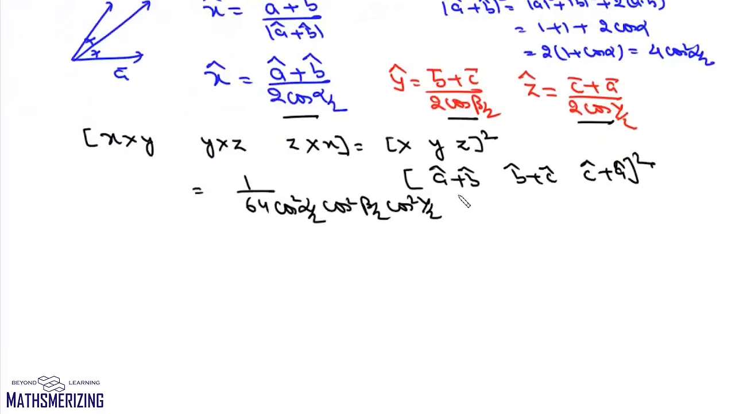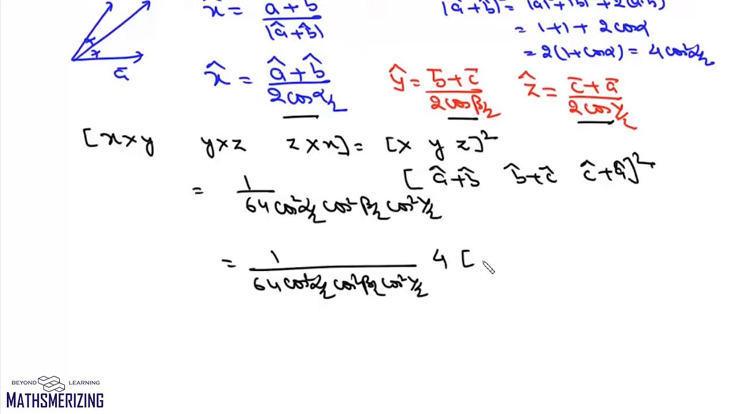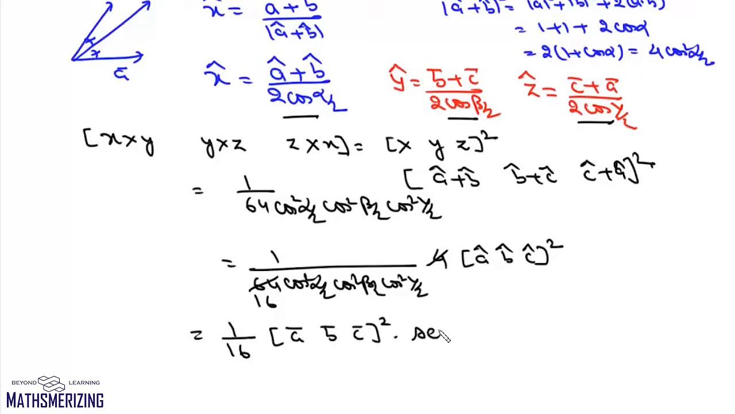Now we know that the box product of A plus B, B plus C and C plus A is 2 times the box product of ABC. So it will be 1 by 64 cos square alpha by 2, cos square beta by 2, cos square gamma by 2, and it will be 2 square, which is 4, times this box product ABC. Now this 4 and 64 will cancel, and here there will be a square, so we'll get 1 by 16 times the box product ABC square, into secant square alpha by 2, into secant square beta by 2, into secant square gamma by 2, which is what we needed to prove.